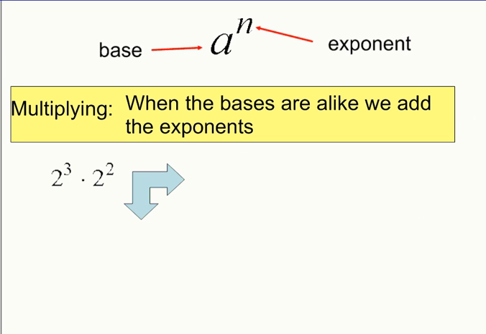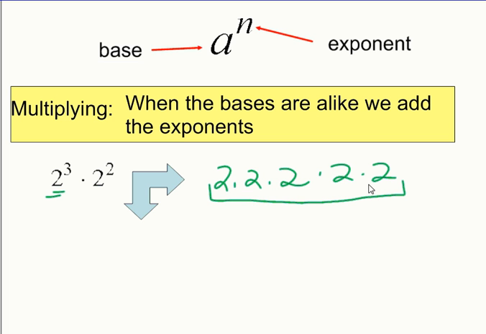Now let's talk a little bit about multiplying. Now when we multiply and remember about our base and our exponent, we got to know what we're talking about. So we have here 2 to the third times 2 squared. And when the bases are alike, we're going to add the exponents. And here I'm going to prove that to you. So we know that this is 3 2's. So 2 times 2 times 2. And here I have 2 more 2's. We can see that I've written down 5 2's.